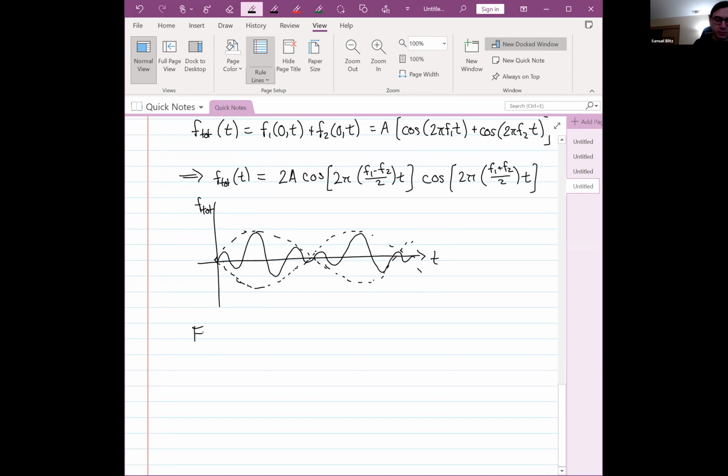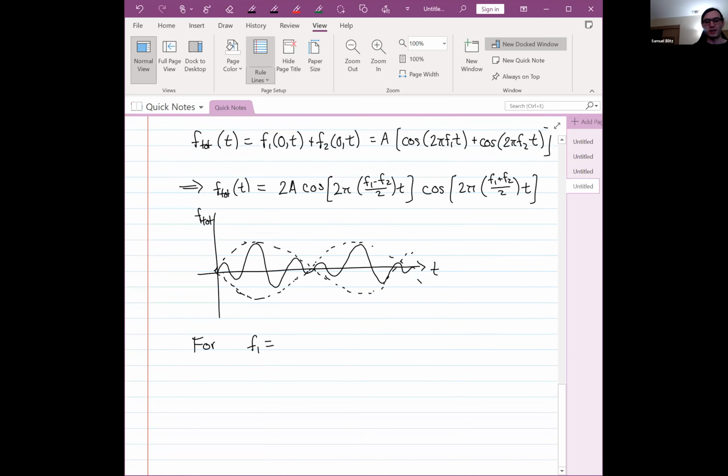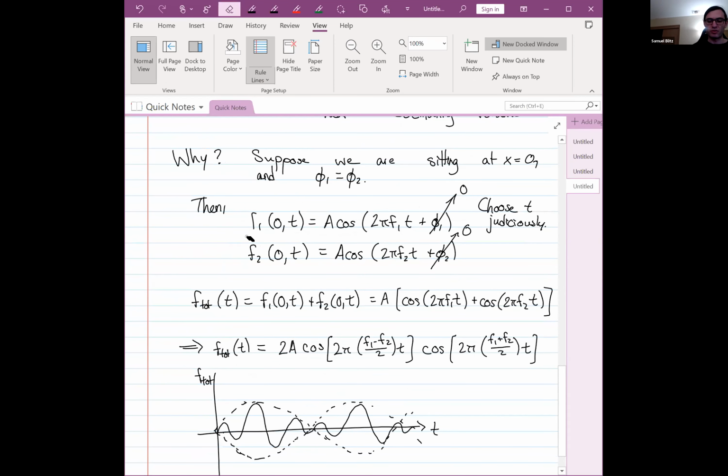So for F1 being equal to, oh boy, this was a bad idea. I shouldn't have used f for the same thing. Okay, one sec, I'm going to fix this. Let's use capital F.